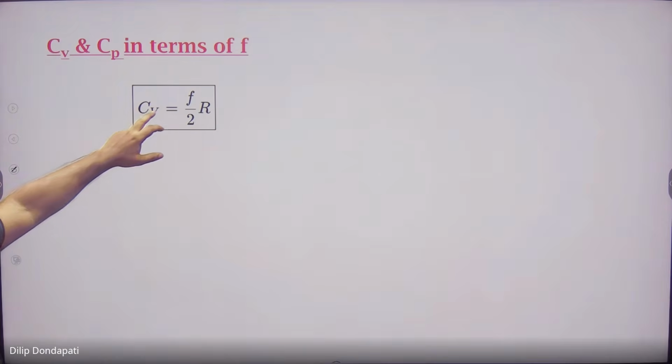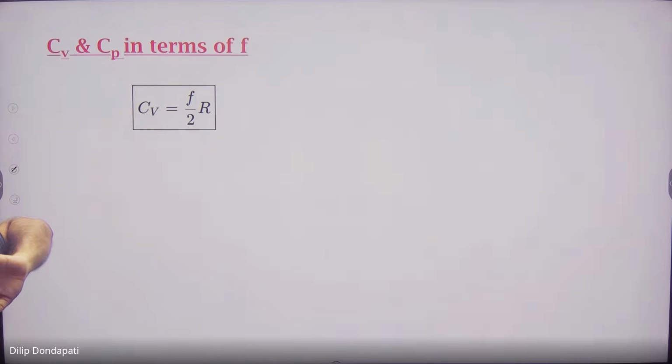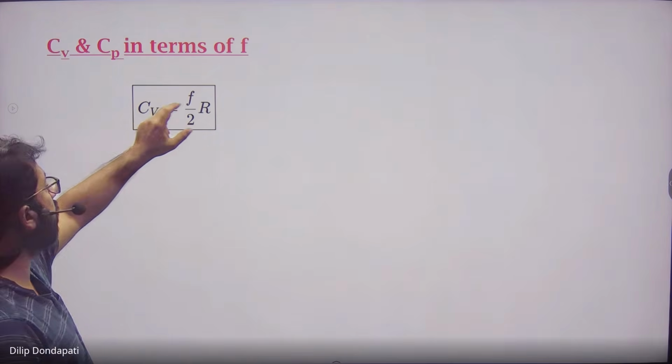Now we will write CP in terms of degree of freedom. You know it already: CV is nothing but F by 2 R. This is a formula we have to learn. CV is F by 2 R, because CV is in terms of degree of freedom.